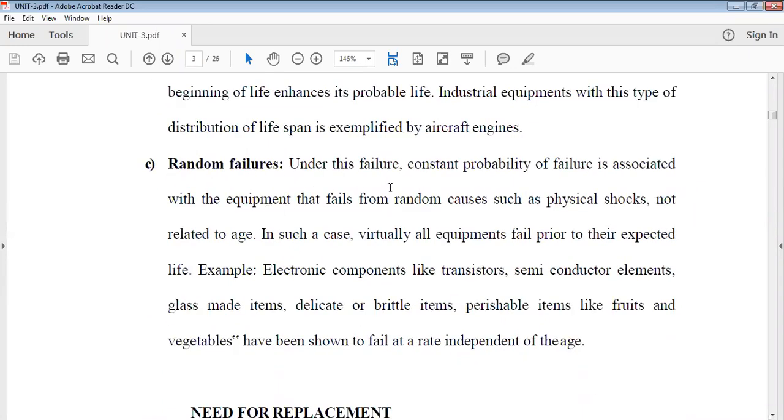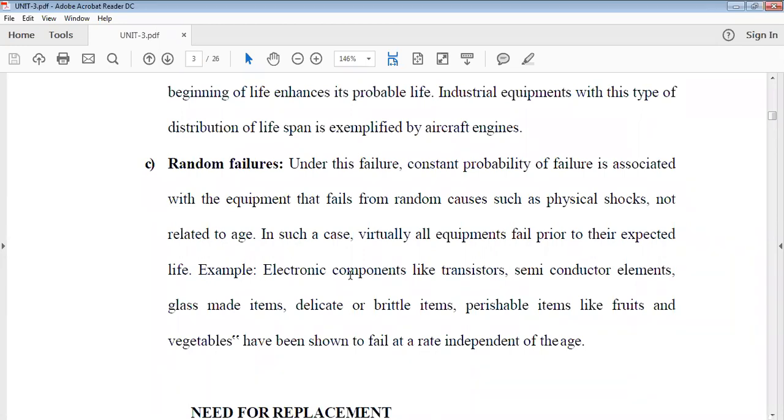Next, random failures. Under this failure, a constant probability of failure is associated with equipment that fails from random causes such as physical shocks not related to age. In such a case, virtually all equipment fail prior to their expected life. Electronic components like transistors, semiconductor elements, glass-made items, delicate or brittle items, and perishable items like fruits or vegetables have been shown to fail at a rate independent of age. So these are the random failures. We cannot predict the life of the particular thing.